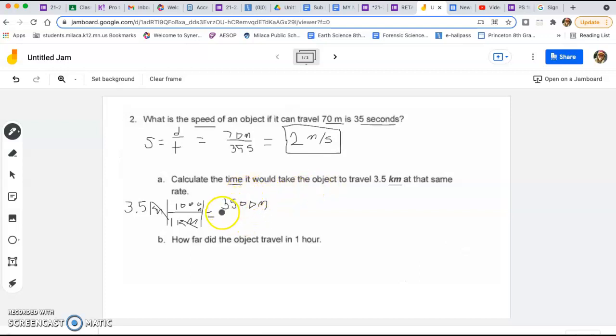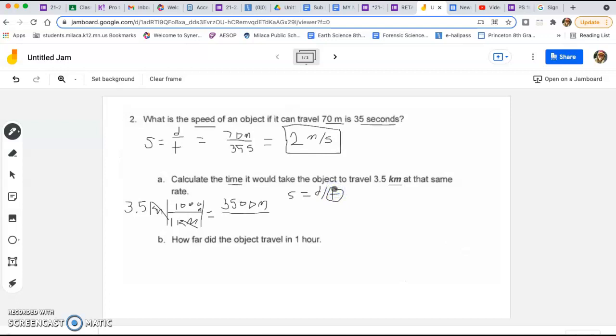Okay, so I'm not done with the problem yet because it's asking what the time would be. Well, we already know that speed is equal to distance over time, right? So S equals D over T. But we need to find the time. We don't know the time, okay? So what that means is I need to isolate this variable right here.